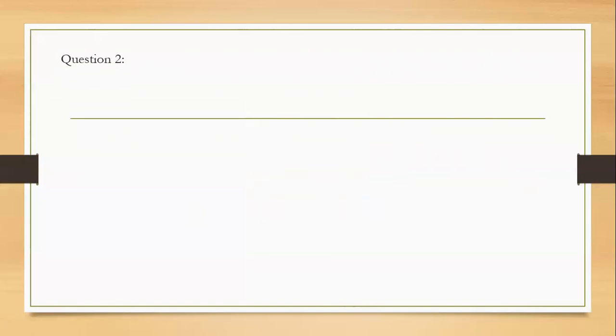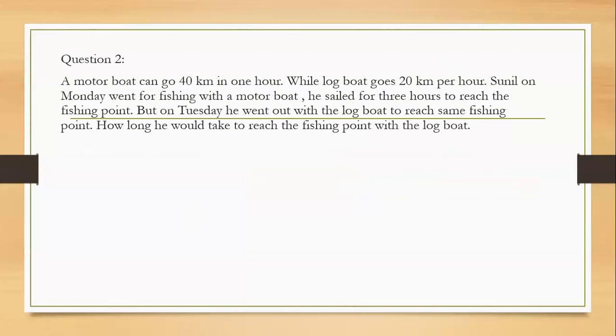Let's move to question 2. A motorboat can go 40 km in 1 hour, while a log boat goes 20 km per hour. Sunil on Monday went for fishing with a motorboat. He sailed for 3 hours to reach the fishing point. But on Tuesday, he went out with the logboat to reach the same fishing point. How long would he take to reach the fishing point with the logboat?